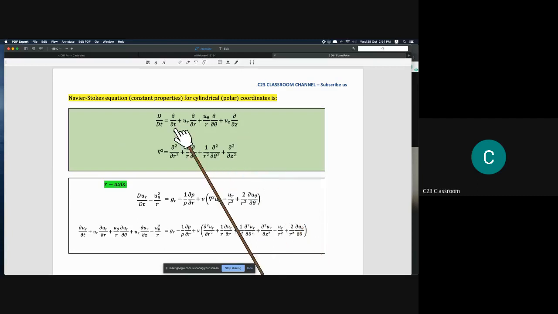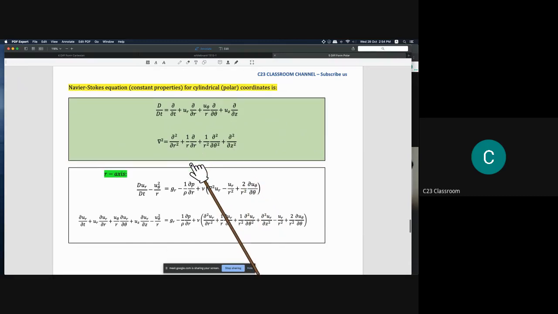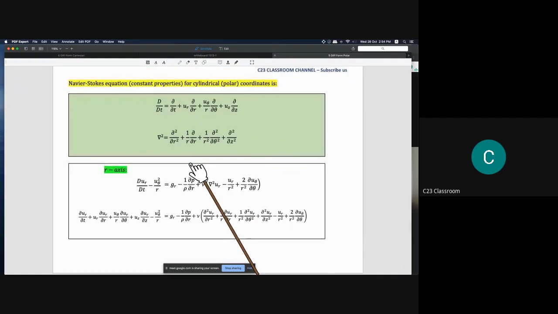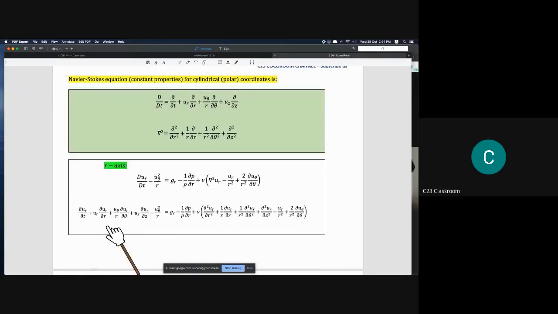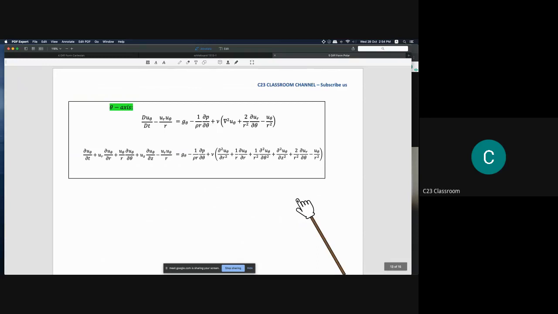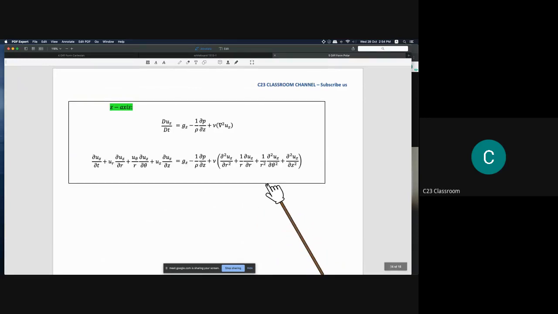Okay, so this is the symbol for the capital D over Dt. And this is the meaning for nabla square. And this is the Navier-Stokes equation for the r axis. Then this is for the theta axis, and this is for the z axis.